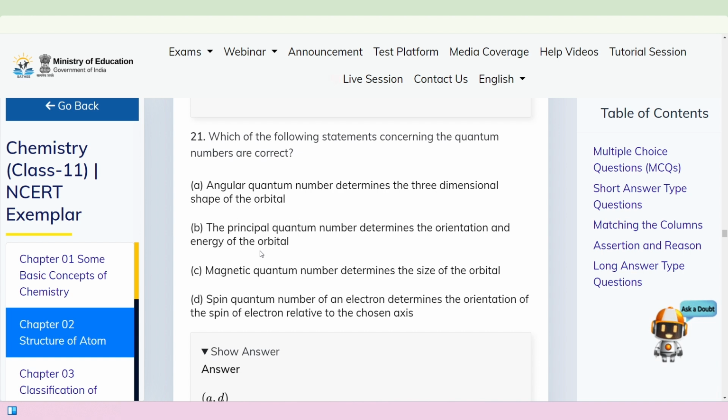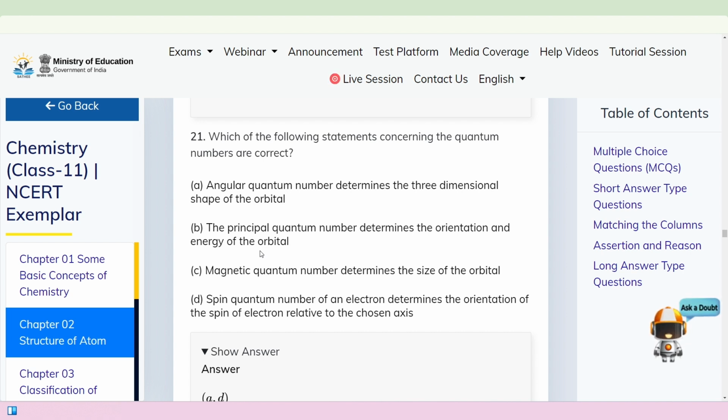Next is, which of the following statements concerning the quantum numbers are correct? The first is, the angular quantum number determines the three-dimensional shape of the orbital. So this is very true. It gives the shape of the orbital: l equal to 0 is the s orbital, l equal to 1 is the p orbital, l equal to 2 is the d orbital. If you know the orbitals, then you get to know whether it is dumbbell shaped, double dumbbell shaped, or spherical in nature. So we get to know everything.